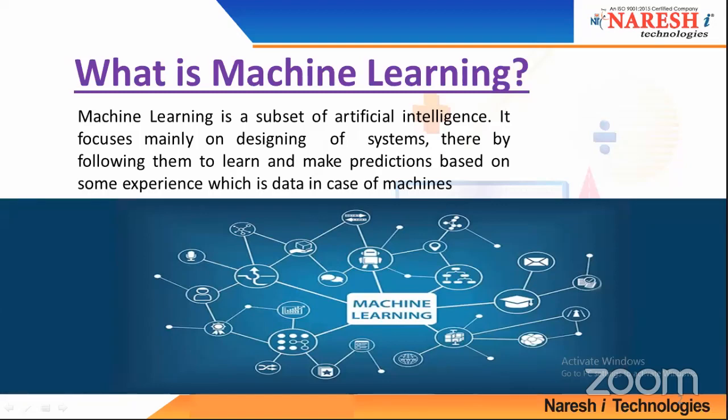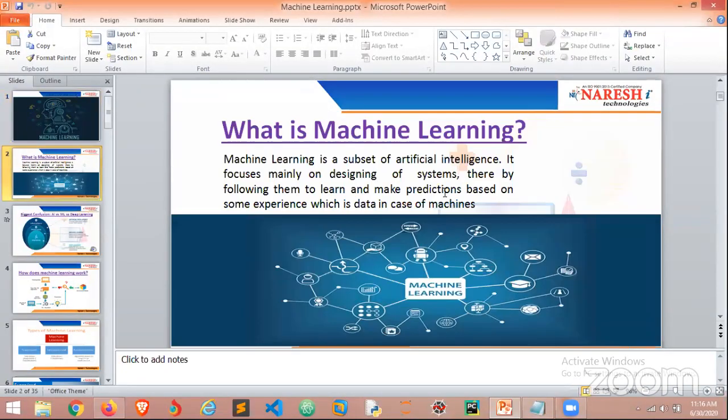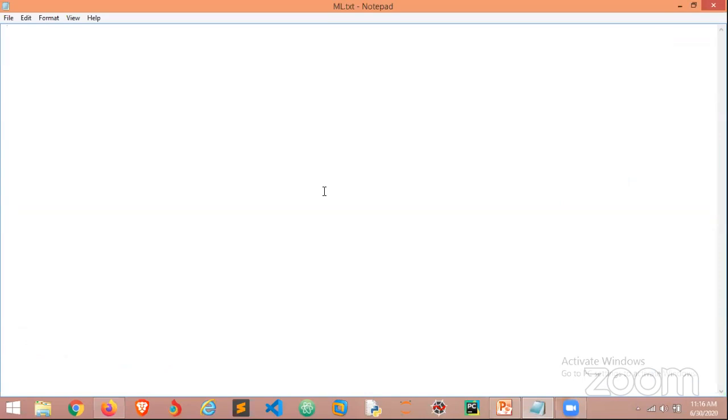I'm giving a different definition in today's session. Machine learning is a subset of artificial intelligence. It focuses mainly on designing systems that allow them to learn and make predictions based on some experience, which is data in the case of machines. We'll try to understand this big definition. Before I define it in a couple of pieces, I need to write a couple of words about machine learning.